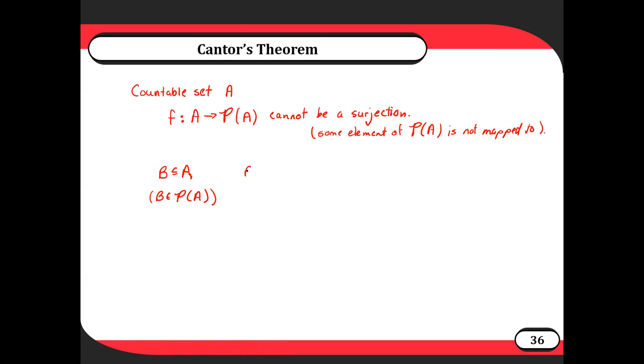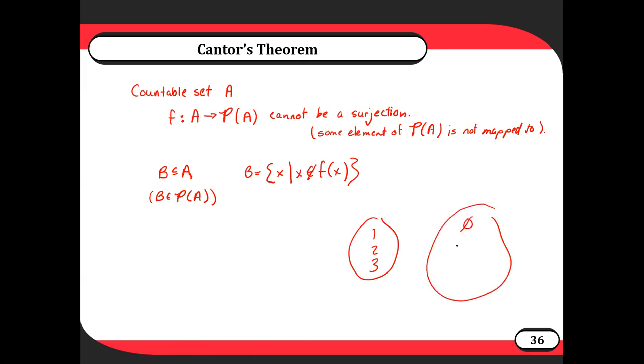And the set is defined such that it's all the elements that don't map to a subset that they're in, right? So if I had, say, 1, 2, 3, and I had the power set, so I have the empty set, and I have {1, 2}. If I mapped 1 to the empty set, for instance, then 1 would be a member of B, because 1 is mapped to a set that doesn't contain itself. Okay.